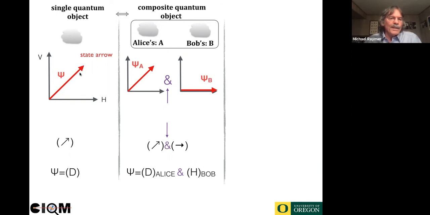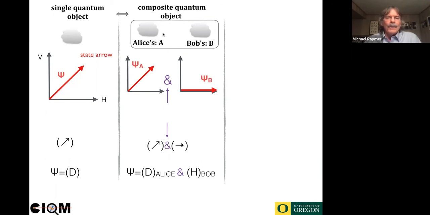But a superposition is when we have a single object and we draw the arrow at 45 degrees. And so this would be a diagonal polarization. And we can also represent that by a little arrow in the diagonal direction. So I'll use all these different notations throughout the session here.